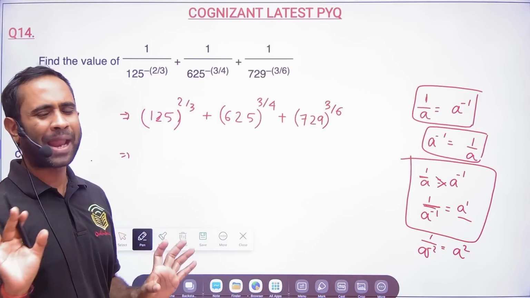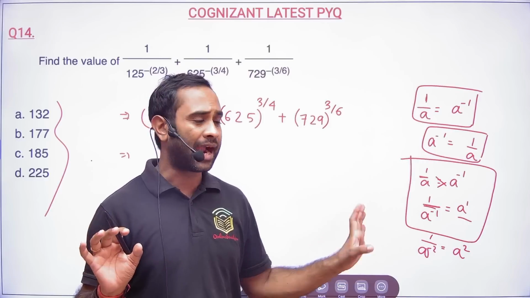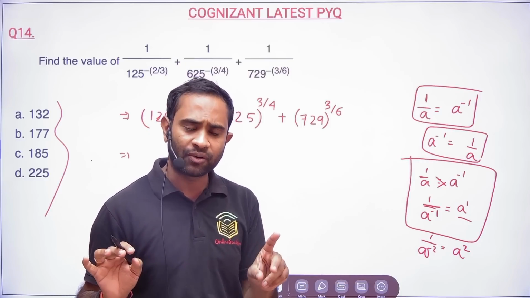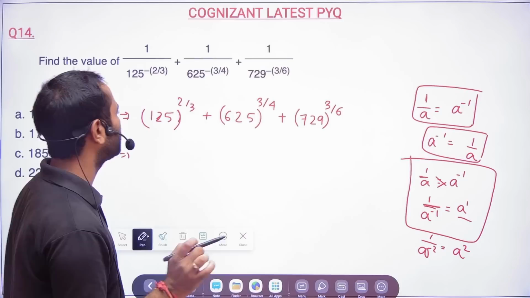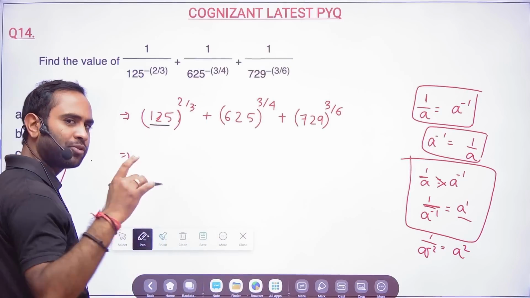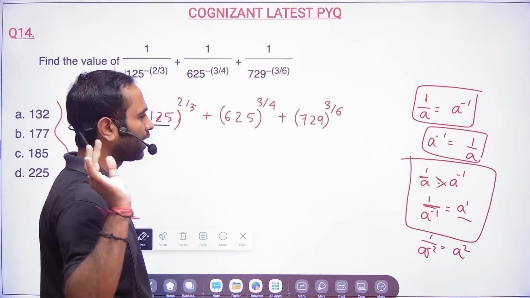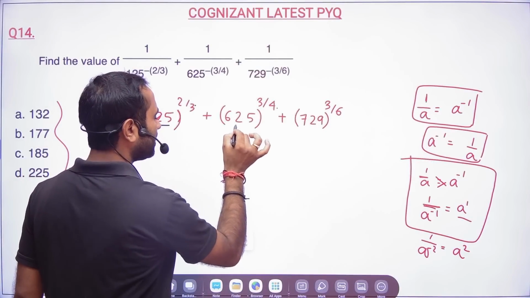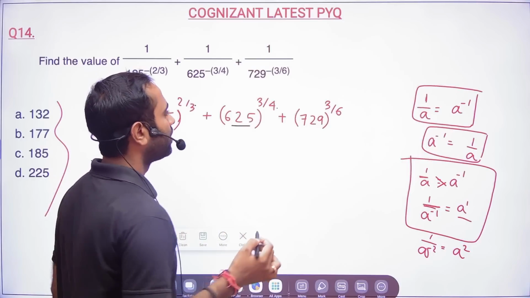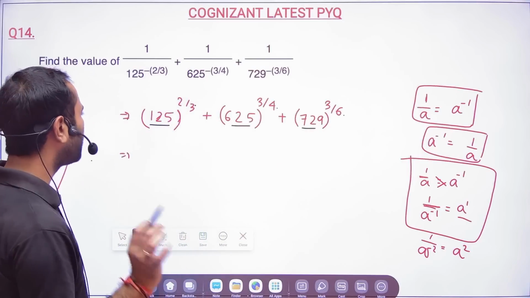See, you cannot blindly solve questions of aptitude. I don't know about verbal ability and coding, but aptitude and reasoning, you cannot solve it blindly. You need to think. Here we have 3, then this you have to bring in power of 3. Here you have 4, then this you need to bring in power of 4. Here you have 6, then this you need to bring in power of 6. That's how you will get the answer.